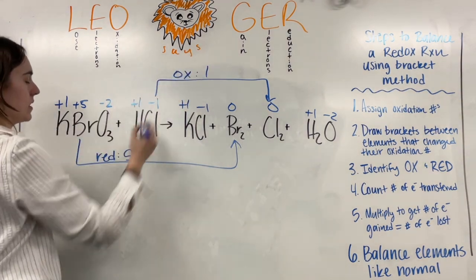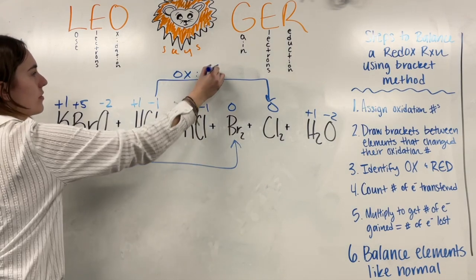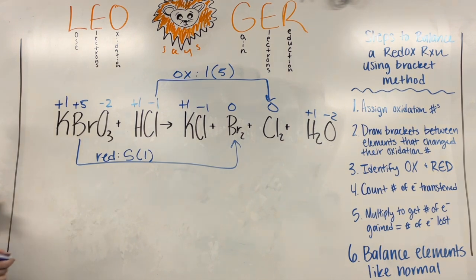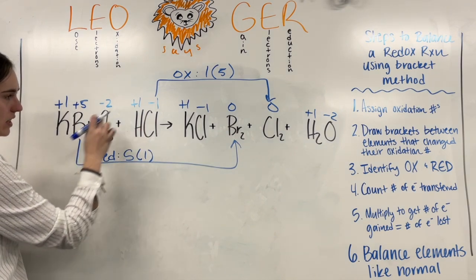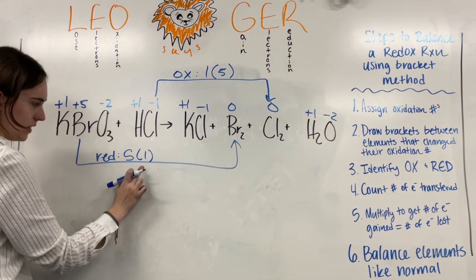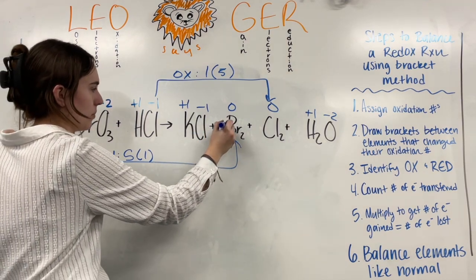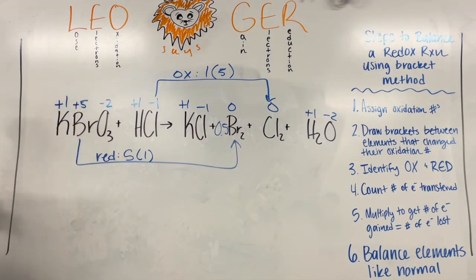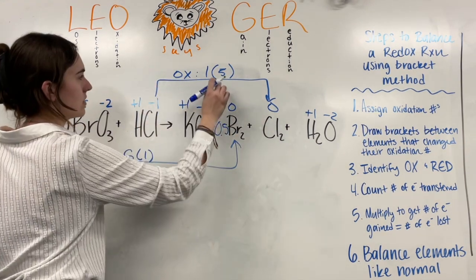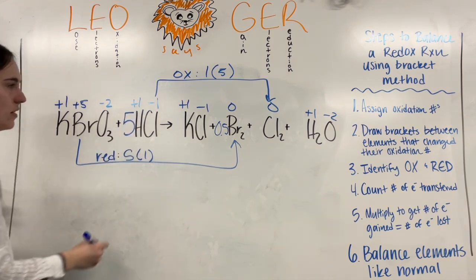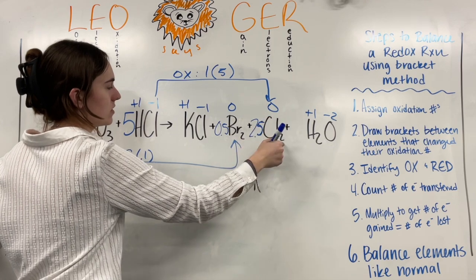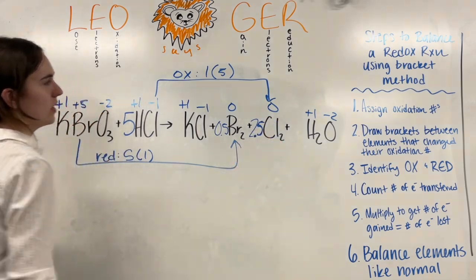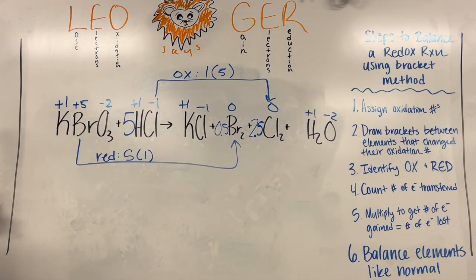We need these numbers to be the same, so I'm going to multiply this by 1 to make it 5, this by 5 to make it 5. Now they're both the same number. That balances out our electrons. Anything connected to this bracket, so these 2 bromines, need to be 1. I have 1 here. I have 2 here. I need it to be that number in the parentheses, so I'm going to multiply this by 0.5, because 0.5 times 2 is 1. Anything connected to these brackets needs to be exactly 5. So I'm going to write a 5 here, and I'm going to put a 2.5, because 2.5 times 2 is 5. Okay, we've done steps 1 through 5.